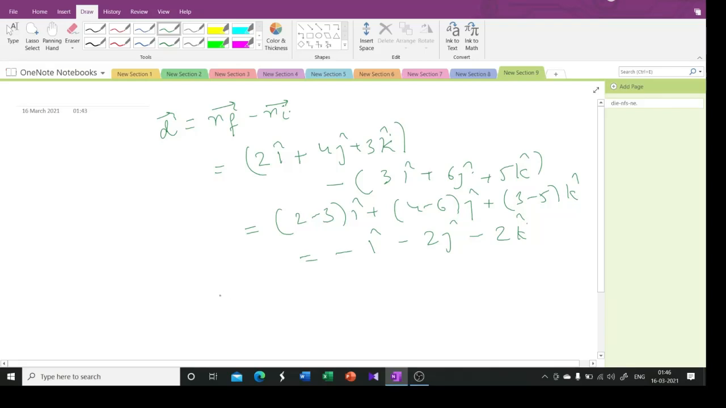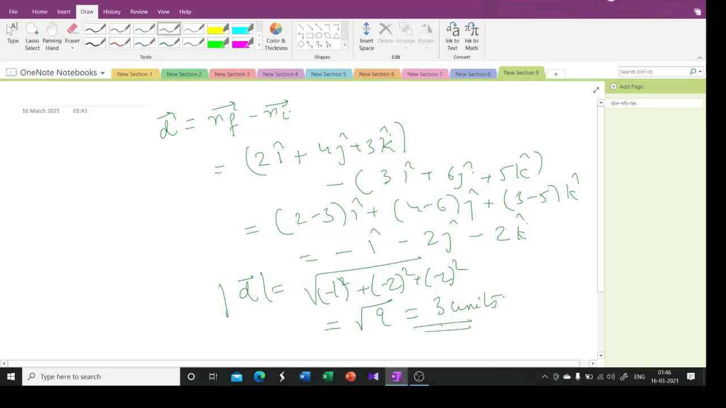The displacement vector, right? And the magnitude of the displacement is nothing but root over of (minus 1) square plus (minus 2) square plus (minus 2) square. So basically that is root over of 9, that is 3 units to be precise. Okay, so that's the displacement.